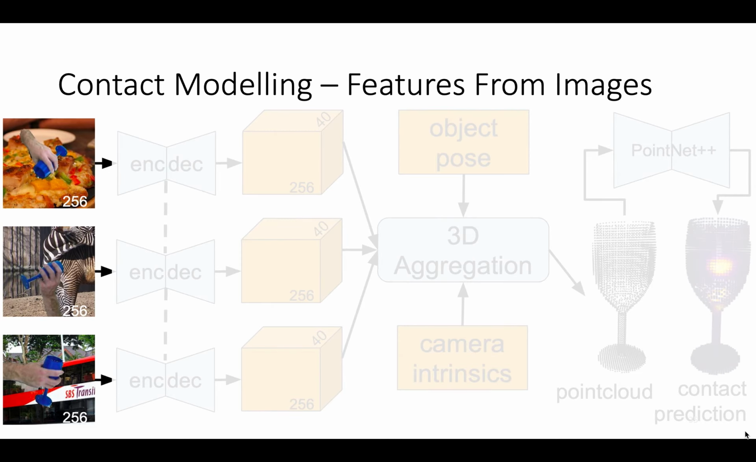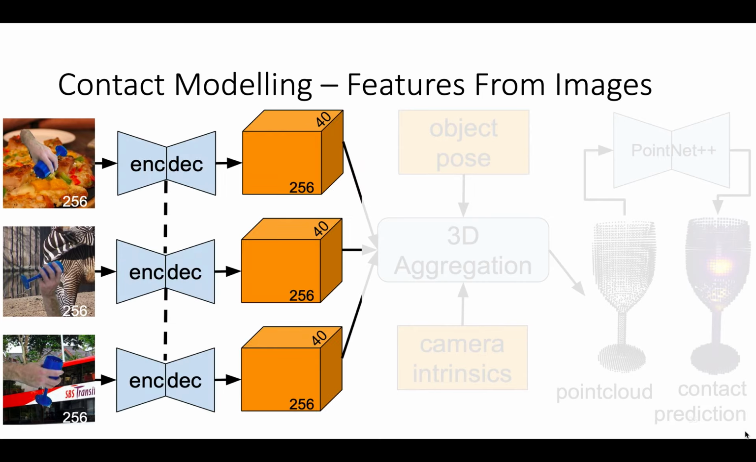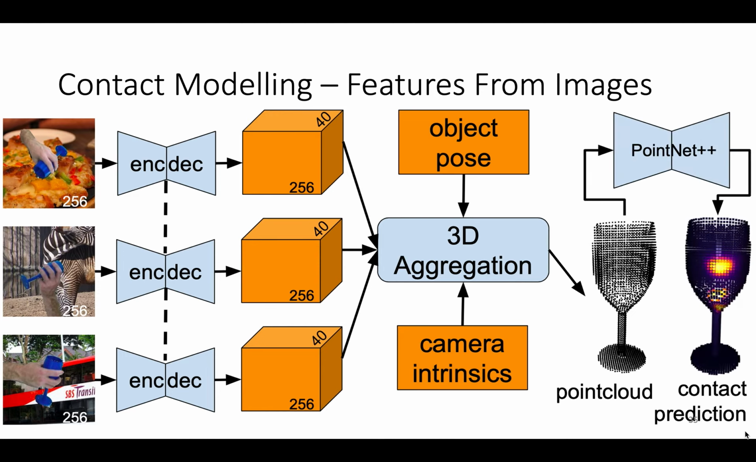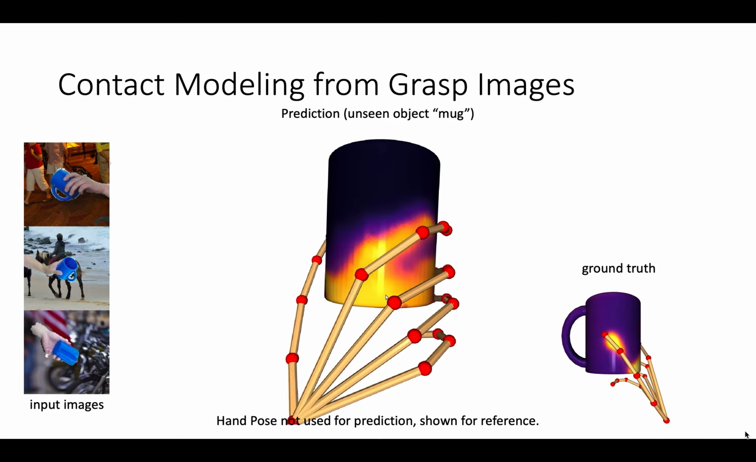We also used RGB images to predict contact. We cropped a patch around the hand and randomized the background using COCO images, and passed them through an encoder-decoder CNN to get 40-dimensional features for each pixel. Using known object pose and camera intrinsics, we aggregated the image features for visible 3D points, and then we used the same PointNet++ architecture and contact representation to predict contact. Here's an example result.